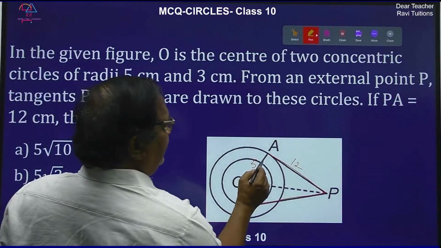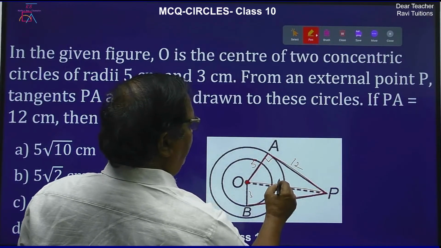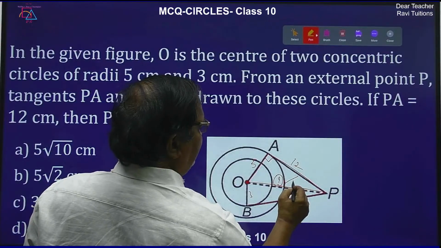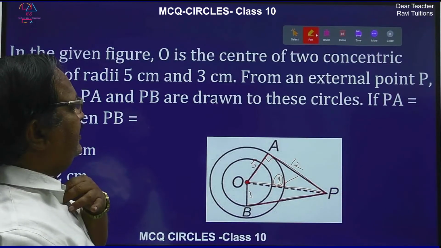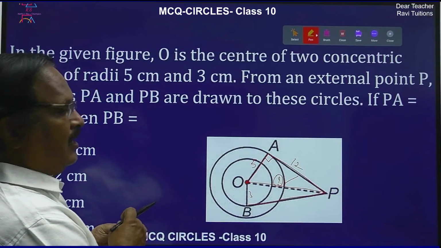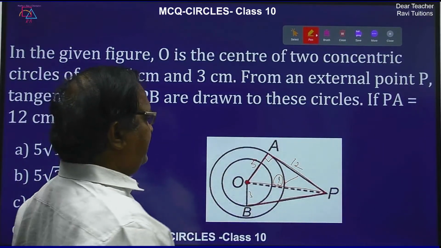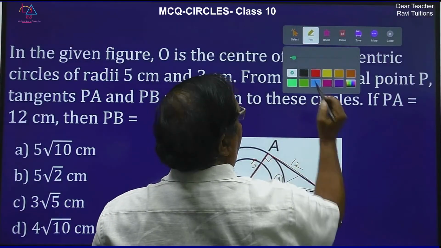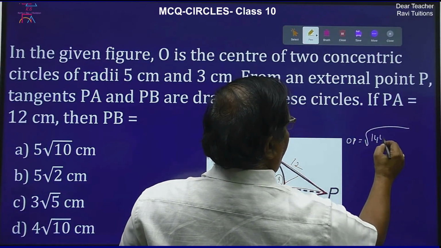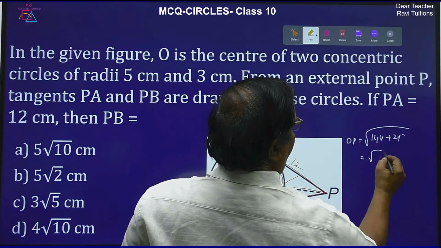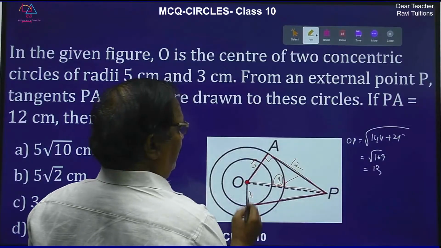So now two steps are there. This is a right angle triangle. First you go to this right angle triangle and find out OP. This you have to find out first and use it in this one, then you will get the answer. How will you get it? Pythagoras theorem. OP is the hypotenuse. So OP is equal to square root of 144 plus 25, which is 169, which is equal to 13. OP is equal to 13.